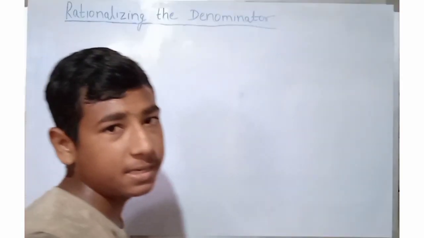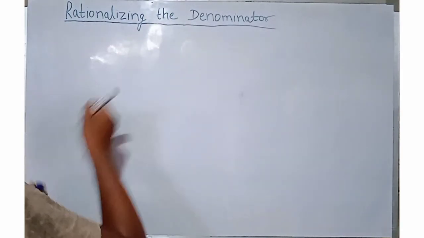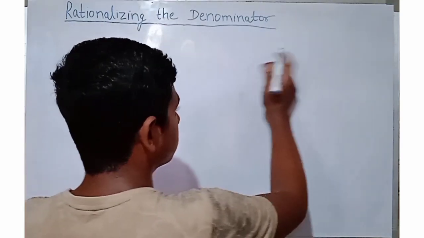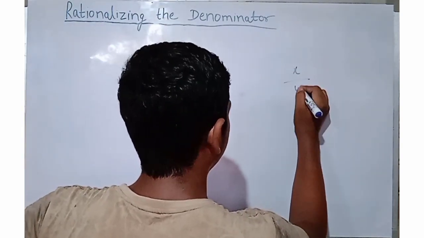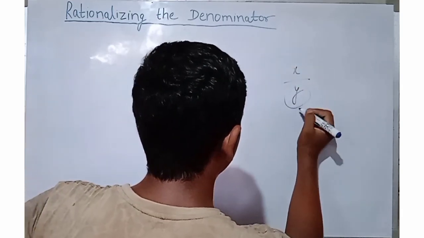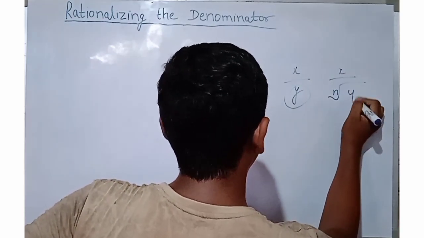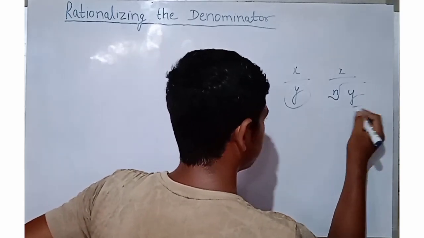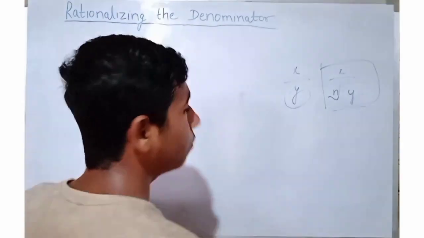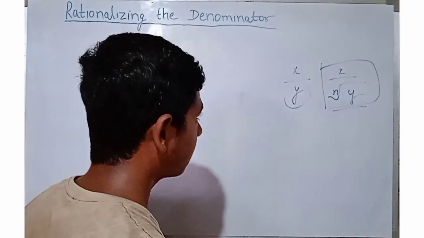If you realize, in this word also, see here, there is written rational. Suppose it is a fraction x by y. If in the denominator there is a root, suppose root y, then for rationalizing this, to make this whole number a rational number, we use this method. Okay, so let's start.